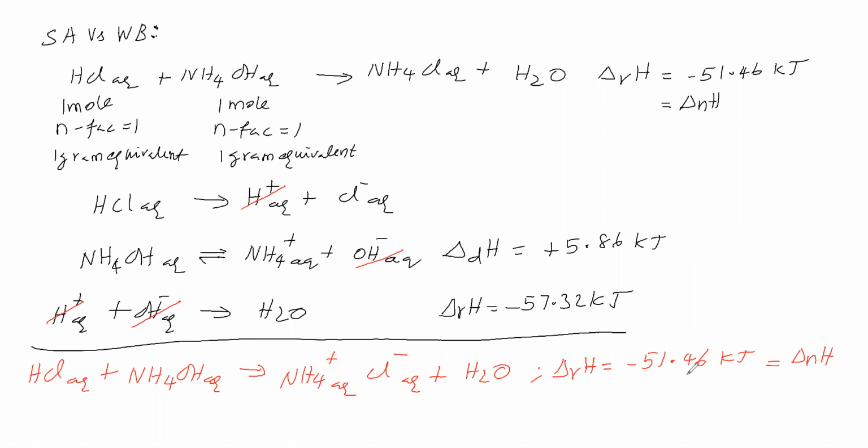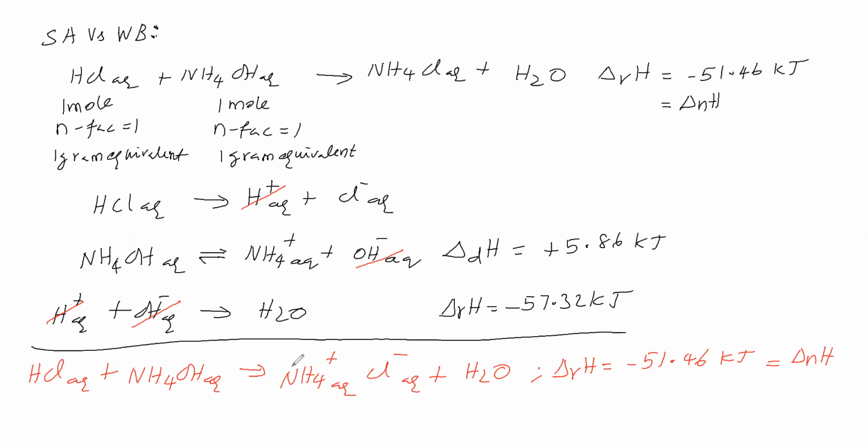Let us compare this with a strong acid, strong base enthalpy of neutralization. Strong acid and strong base means enthalpy of neutralization is minus 57.32. But here, strong acid and weak base ammonium hydroxide means minus 51.46. Why is the amount of heat involved less? Why is the enthalpy of neutralization less here?